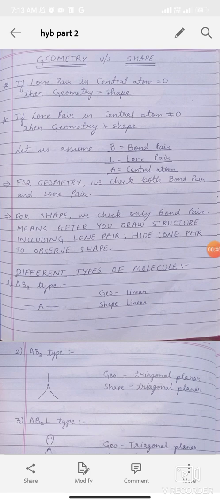So first of all, let's understand what geometry is and why it is different from the shape. For geometry, we see both the lone pair as well as the bond pair in the molecule. But in case of shape, we only check the bond pair, meaning after you draw the structure including the lone pair, hide the lone pair and observe the shape. Now we will be seeing different types of molecules.